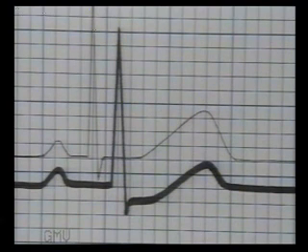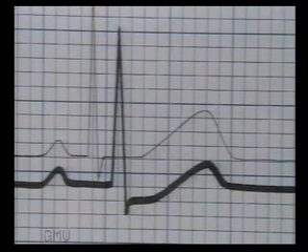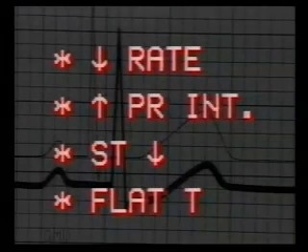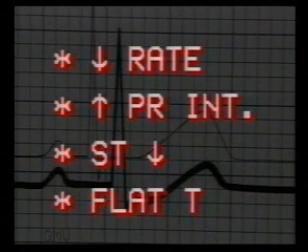Note the prolongation of PR interval to 5½ small squares or 0.22 seconds, indicating first degree AV block. The QRS complex is normal. The ST segment shows 1 mm depression and the T wave is upright but flattened. This is an effect of digitalization: slowing of heart rate, prolongation of PR interval, slight ST segment depression and reduced amplitude of the T wave.